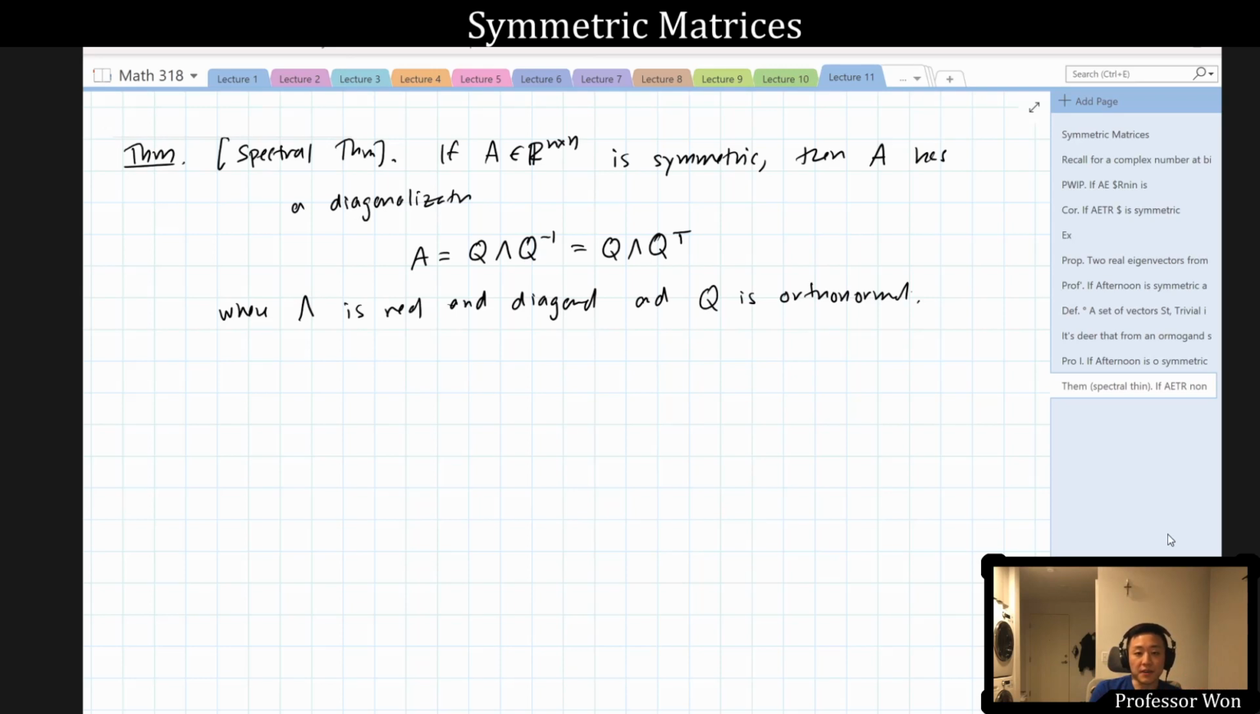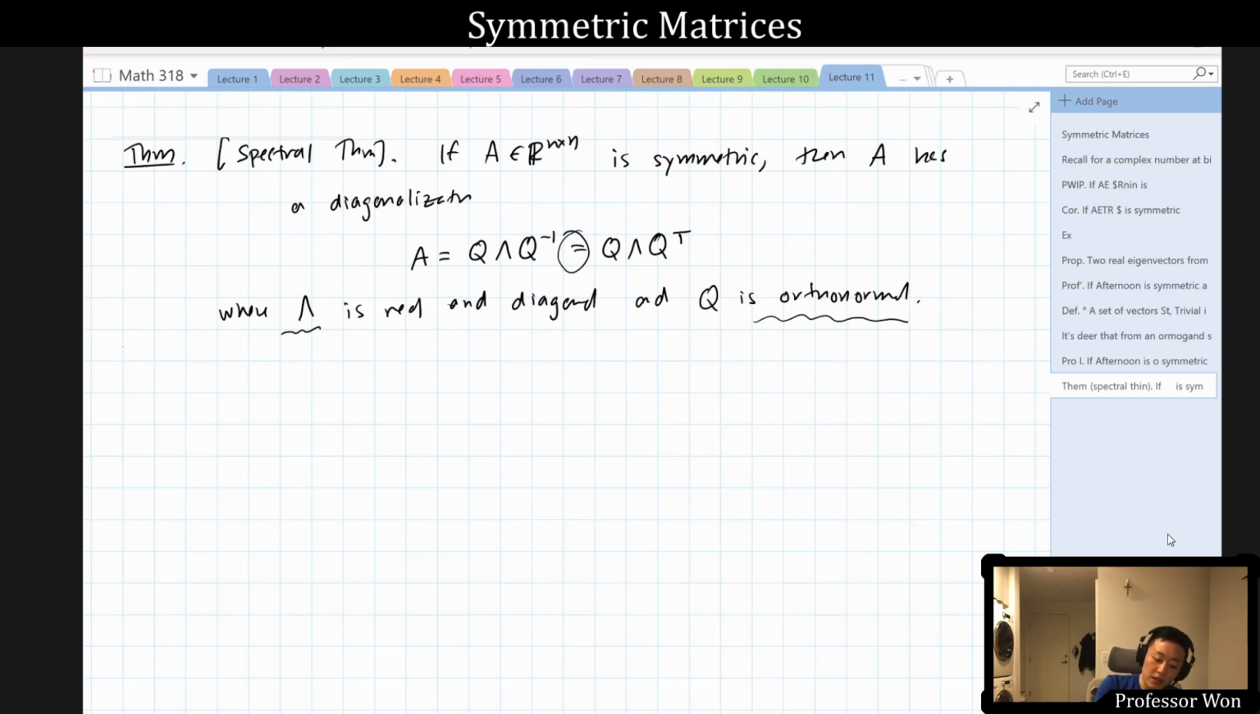Well, first of all, we know that A is diagonalizable because it has n linearly independent eigenvectors, because all the algebraic multiplicities equal all the geometric multiplicities. So that says that it has a diagonalization. We know that lambda is real because we showed that every eigenvalue is a real eigenvalue. And we know that we can take Q to be orthonormal because we just said that you can get n orthonormal eigenvectors. And since the Q is made up of the eigenvectors of A, we can choose them so that they're orthonormal. So everything here follows from what we said already, except this equality.